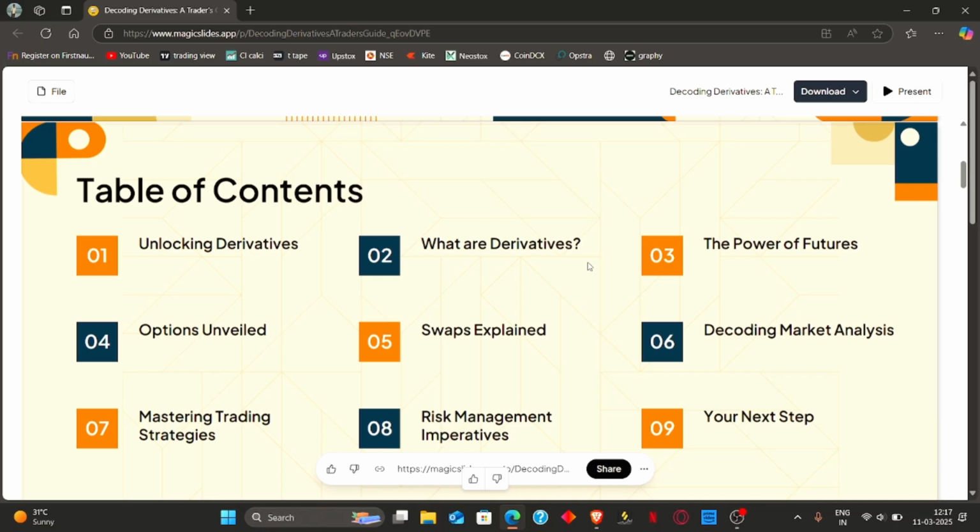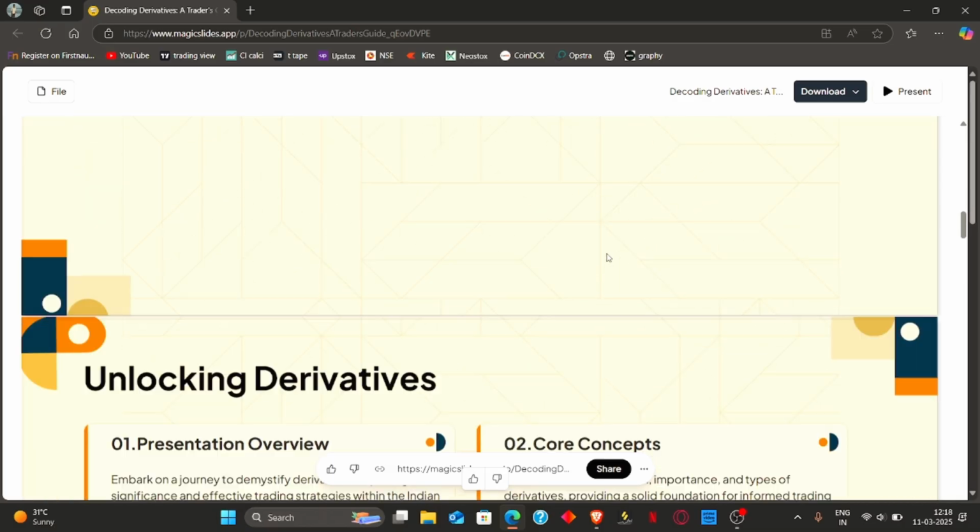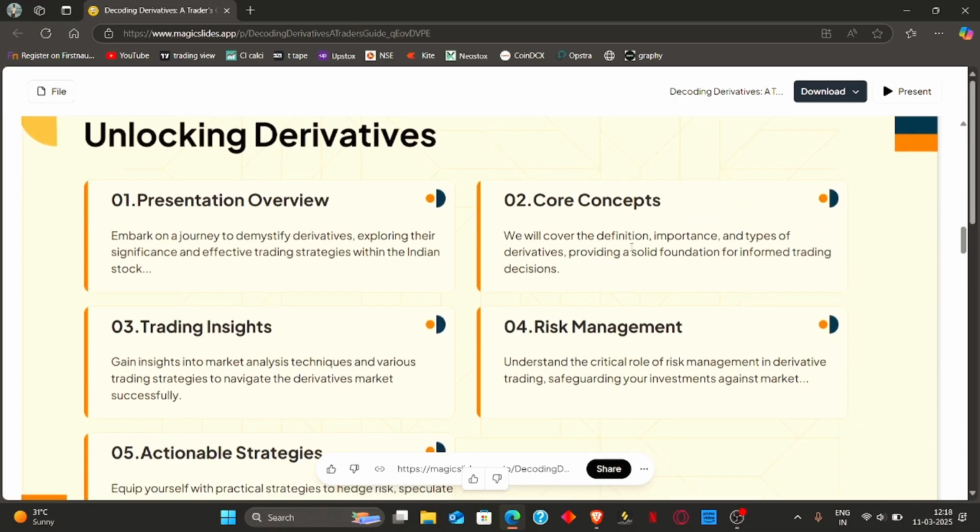Then we'll talk about options. Swaps is one more thing that we have in the stock market, but we don't generally use that. But still, we're going to go through its contents. We'll talk about how to decode the market analysis, trading strategies, the risk management, and our next step towards the application of derivatives. So let's start with understanding what derivatives are.